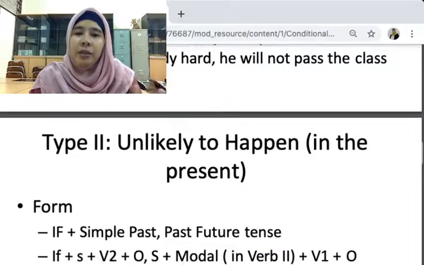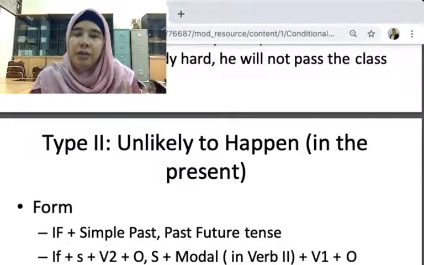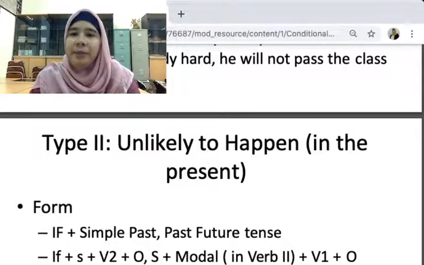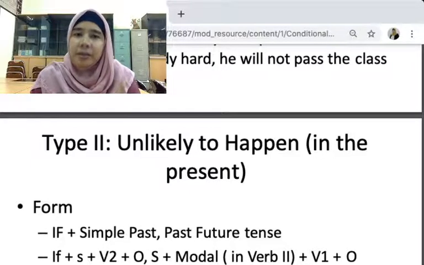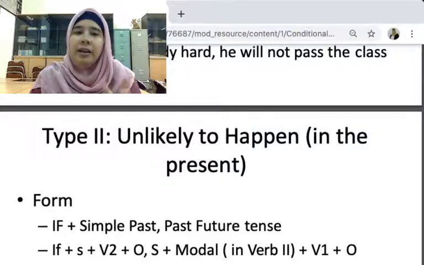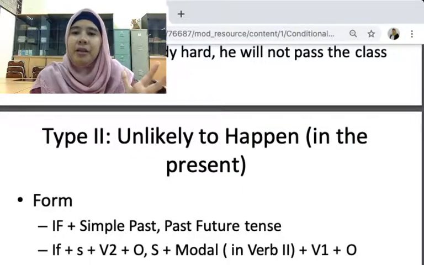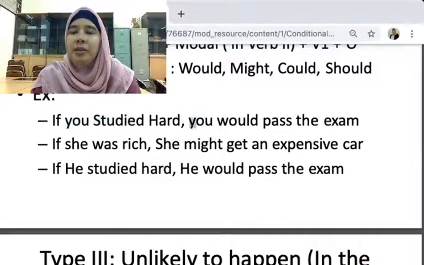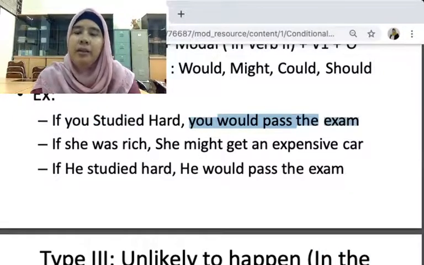Kalau in the present, it means you have just known the news, baru saja tahu bahwa it didn't happen. Reality-nya adalah it doesn't happen. Baru saja, just a minute ago. Okay, and then you are shocked about it, and then this is the type 2-nya. Oh my god. Kalau begini kan, if you studied hard, you would pass the exam. It means you have just known that you failed the exam. Okay, baru saja tahu bahwa you just failed the exam.